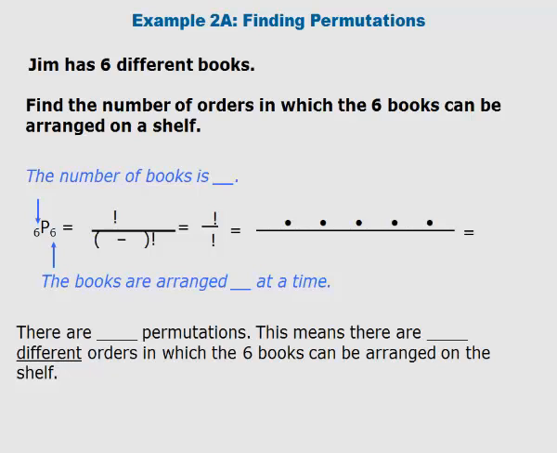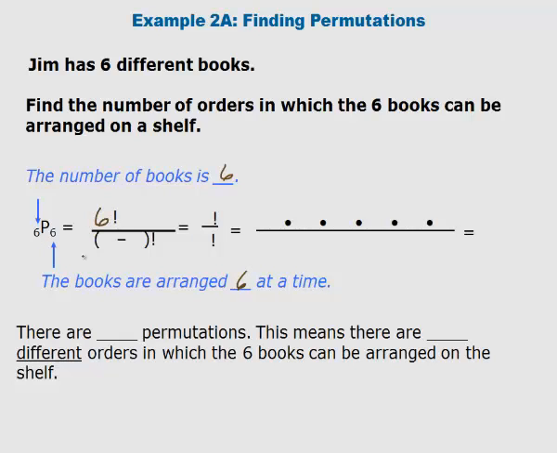Let's apply it here. Jim has 6 books. To find the number of orders in which the 6 books can be arranged on a shelf, that's our goal. So we have the number of books is 6, and the books are arranged 6 at a time.